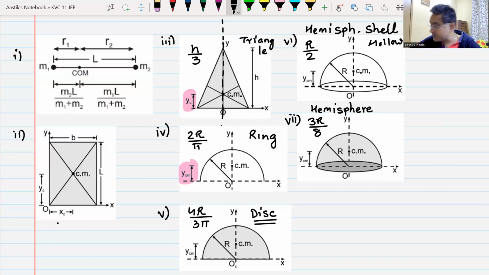I hope everyone is able to understand what I'm writing here. Yes or no? It is going above our head saying bye bye. Bye bye, sir.